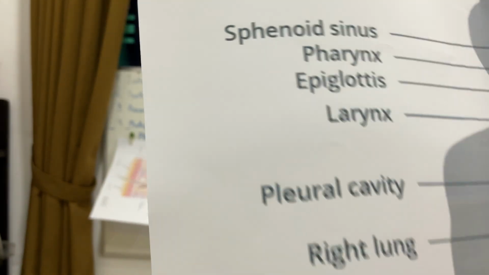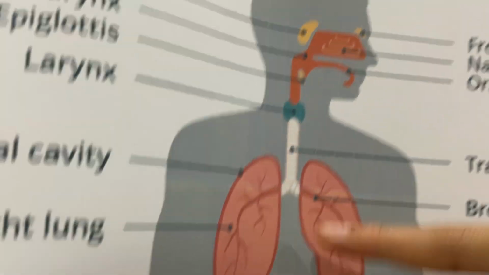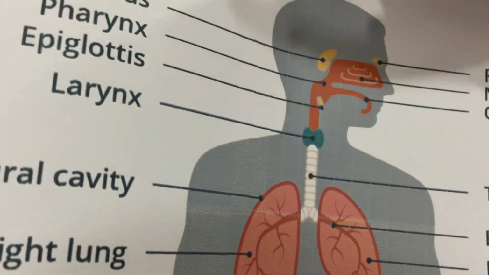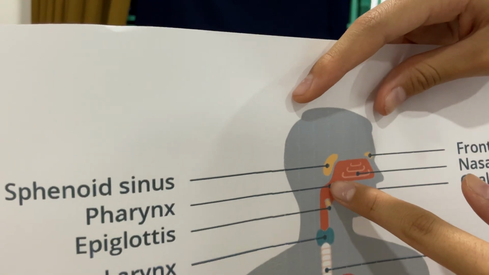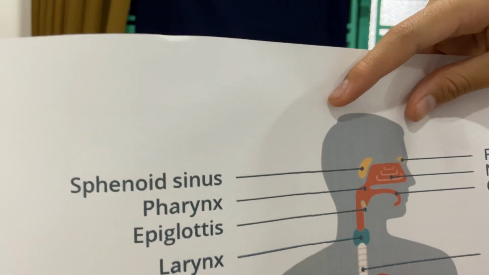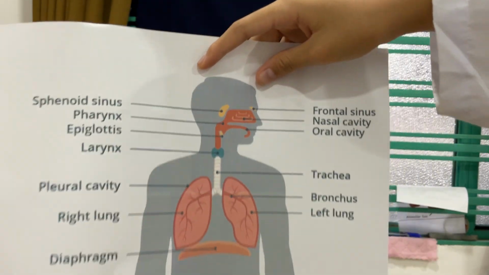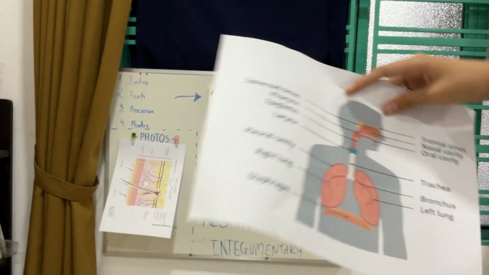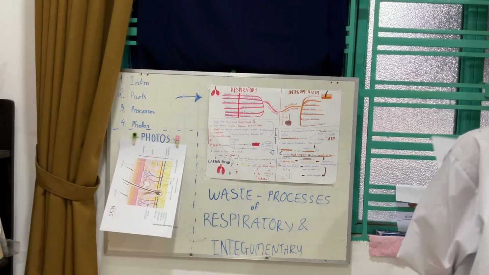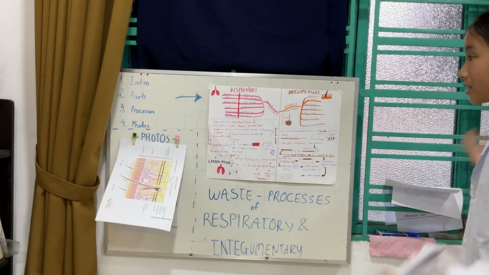And this is the diaphragm. Here's the larynx. Here is the pharynx. And here's the oral cavity and the nasal cavity, as you can see from here, if you can see. And that is the diagram of the respiratory system.